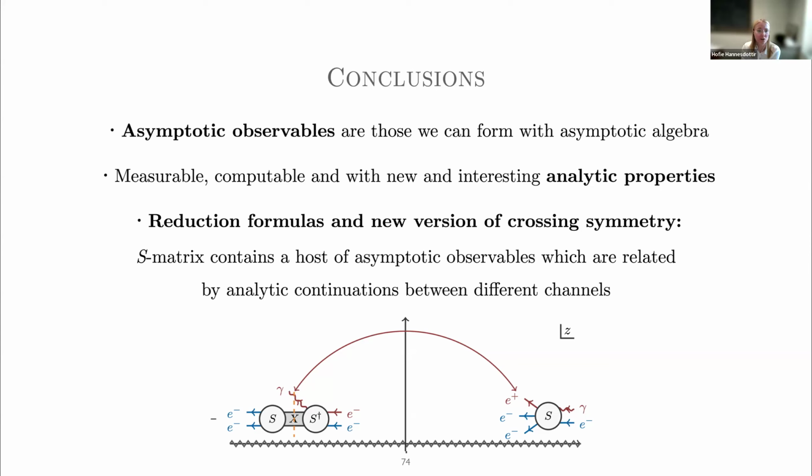We've talked about how these are measurable and computable and have new and interesting analytic properties. And then we talked about reduction formulas and a new version of crossing symmetry, which tells us that the S matrix contains a host of asymptotic observables, which are related by analytic continuations between different channels. So we now have an answer to what happens if we continue the S matrix at higher points. We get back these different asymptotic observables as we change some particles from incoming to outgoing.